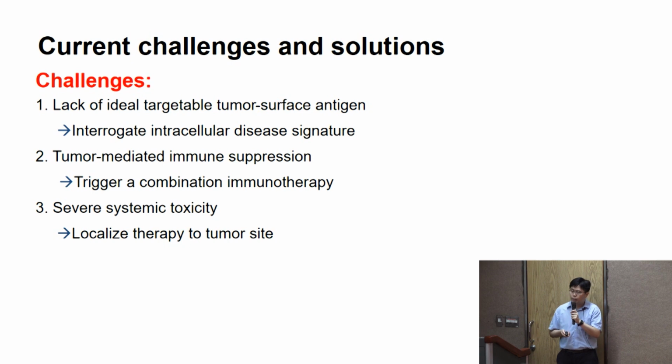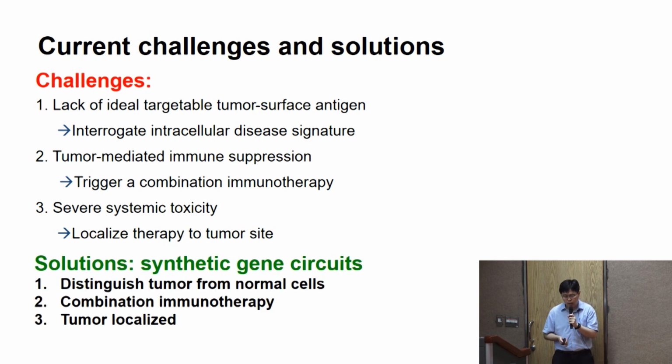An approach we came up with that can potentially overcome all these three challenges all at once is to develop a synthetic gene circuit that, upon delivery into the patient's body, can first distinguish tumor cells from normal cells, and then reprogram the tumor cells and force them to produce immunostimulatory cytokines that are localized at the tumor site.